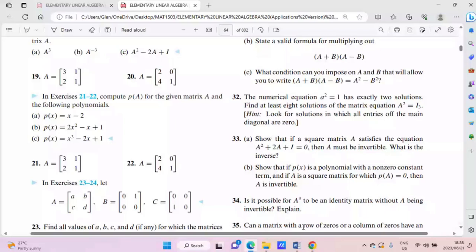6 plus 1 gives us 7. Then 0 plus 0 gives us 0. Then 20 plus 0 gives us 20. Then 1 plus 1 gives us 2.